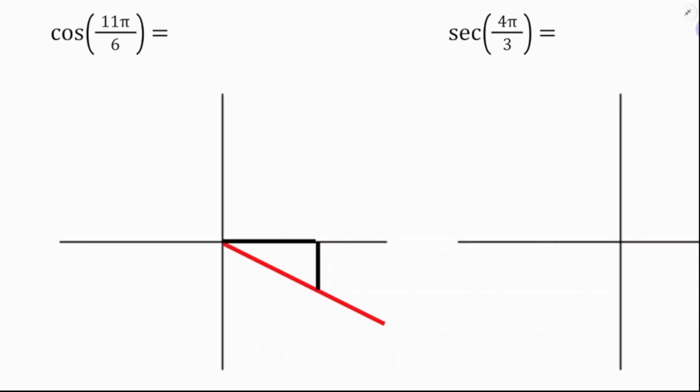And then I get to labeling it and doing SOHCAHTOA. So hypotenuse is 1, short leg is a 1/2, long leg is root 3 over 2. Okay, x is positive, y is negative. All right, there we have it. So cosine is adjacent over hypotenuse, root 3 divided by 2.